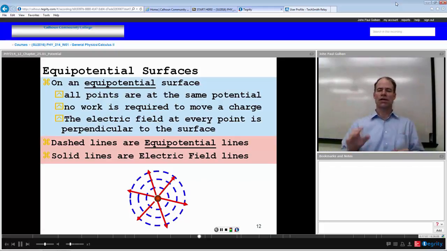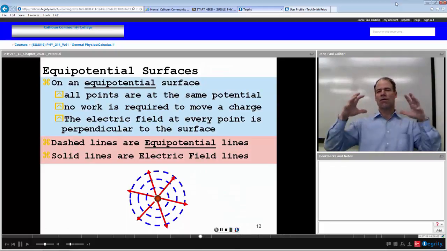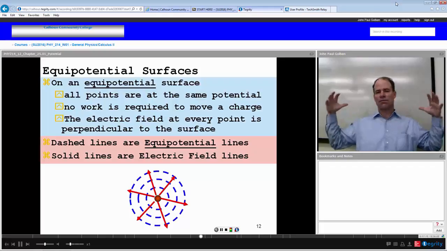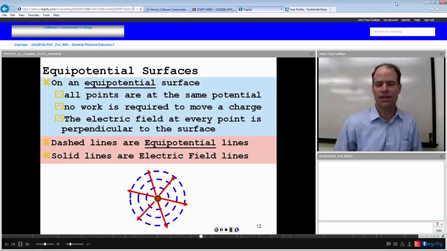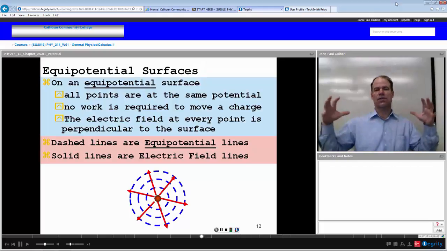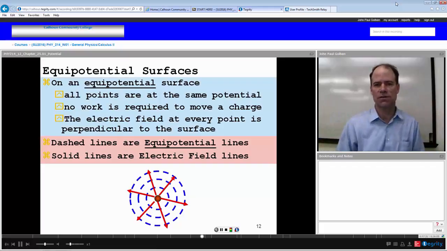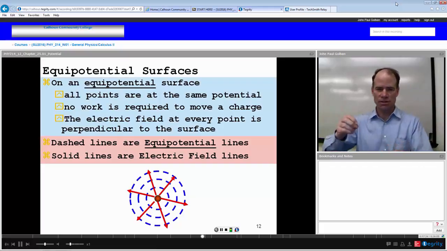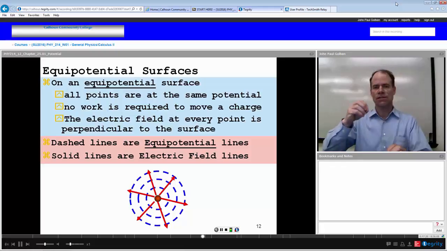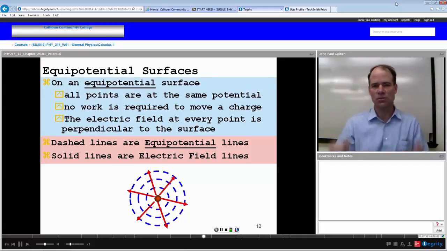So we're looking at it two-dimensionally in this little picture here, but you can imagine that it's a three-dimensional sphere around this charge at different radii, and each sphere is an equipotential surface. So if I brought in another charge and put it on that surface, it could move around everywhere on that sphere and never change the potential energy of that system because it would maintain the same distance away from the first charge.